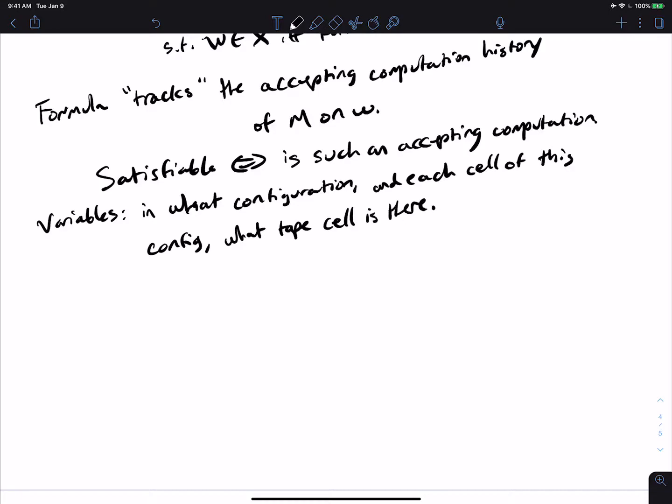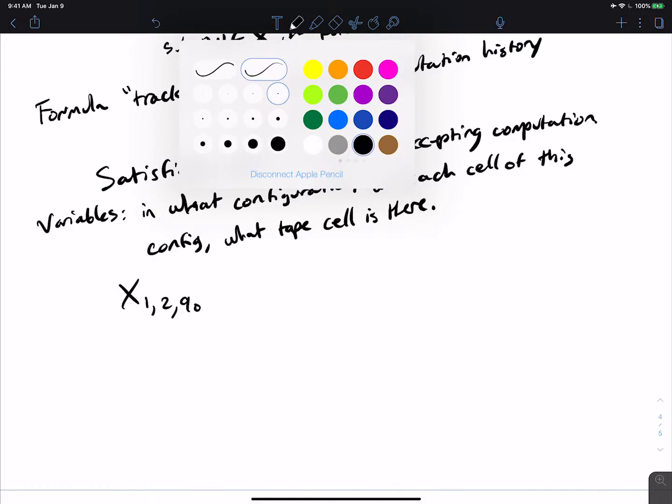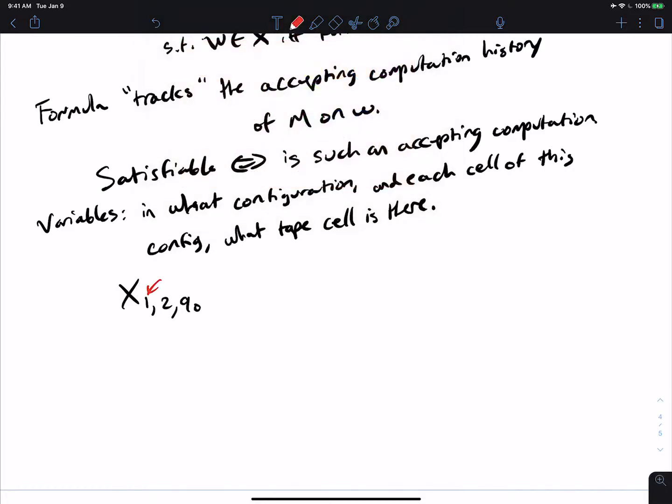So in some sense, what we could do is say x1 to q0. So this is the type of variable you'll see if you look in the proof. Well, what this is communicating to us is that the 1 here represents the first configuration. The 2 here means the second cell. And Q0 is the value in that cell.